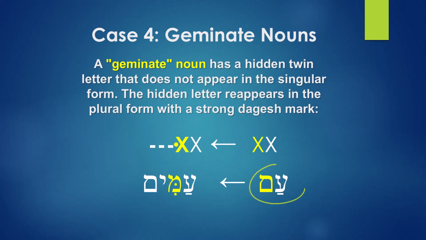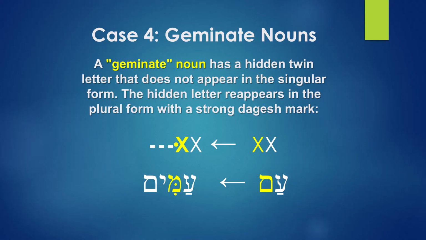For example, you have the word am, which means people. Am means people. And the word am is a biconsonantal noun because it has two consonants. It only has an ayin and mem. A geminate noun is a word that is formed from two consonants.